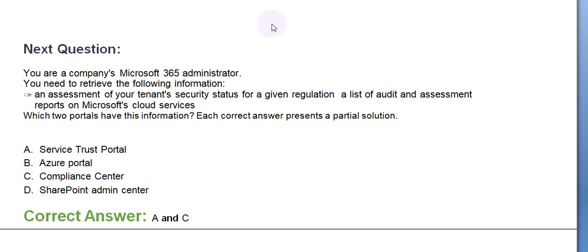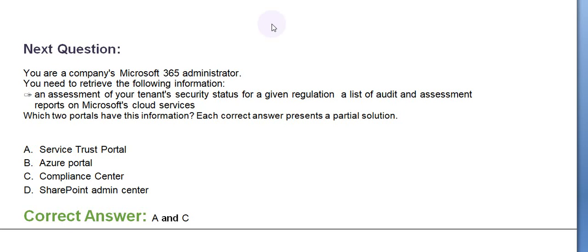Moving towards the next question. You are the company's Microsoft 365 administrator. You need to retrieve the following information: an assessment of your tenant security status for a given regulation, and a list of audit and assessment reports on Microsoft cloud services. Which two portals have this information? Each correct answer presents a partial solution.